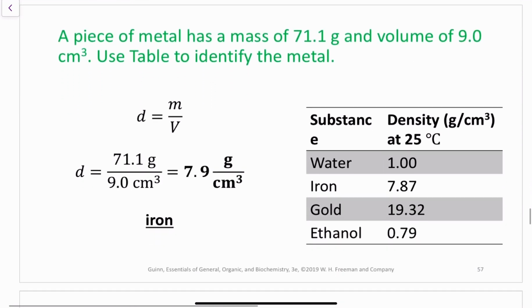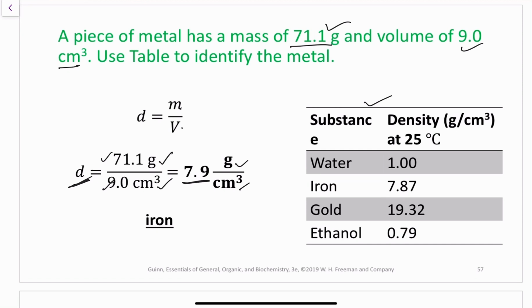Okay, now let's try to do one more. A piece of a metal has a mass of this and a volume of 9.0 cubic centimeter. Use the table to identify the metal. So how are you going to identify the metal? Like I told you at the beginning when we were talking about density, from the density we can identify the metal, because density is specific for that particular object, right? So if the mass is given, volume is given, divide both of them to figure out the density. Mass over volume, if you divide these two numbers, you're going to get a 2 significant number answer, 7.9. The unit is grams per cubic centimeter, right?